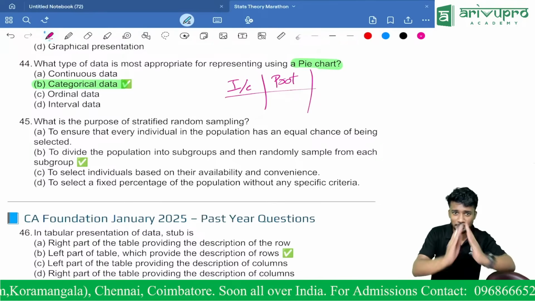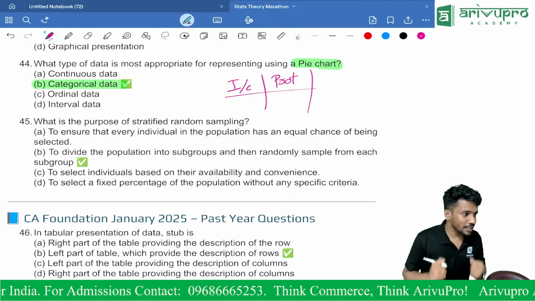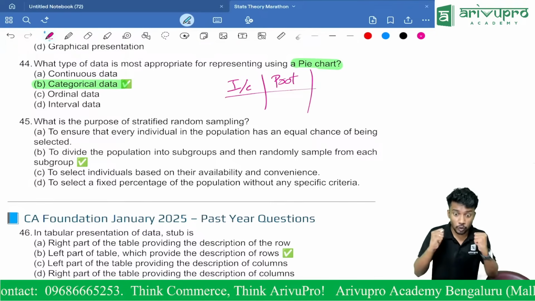Vanakkam, namaskaram, namaskara. Yes, many people are there. All the best, people. Keep the energy high. Go for the exam. Do well.